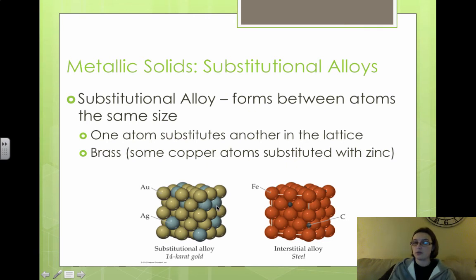So we remove some of the gold atoms and we replace them with silver, which notice has a similar radius. And then this allows the gold to become harder, and this is how we can actually use gold in jewelry. So another example is brass. If you substitute some copper atoms with zinc, we can get brass.